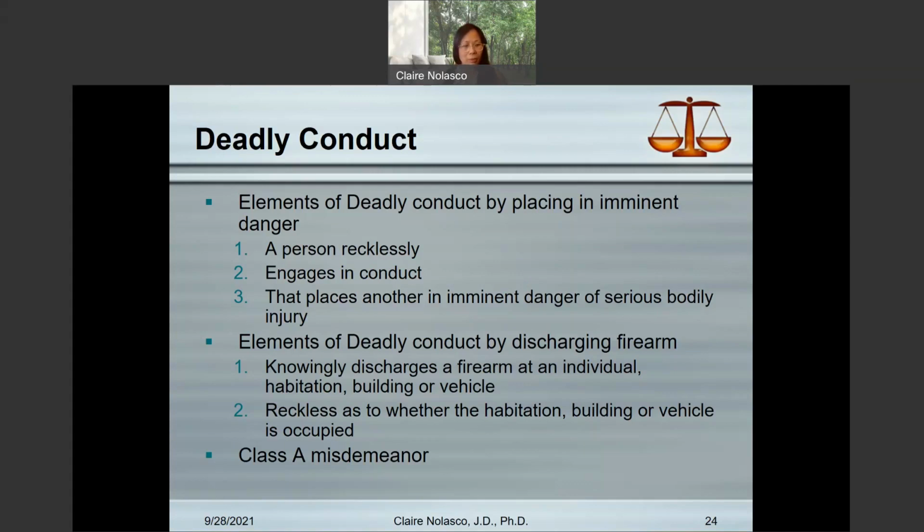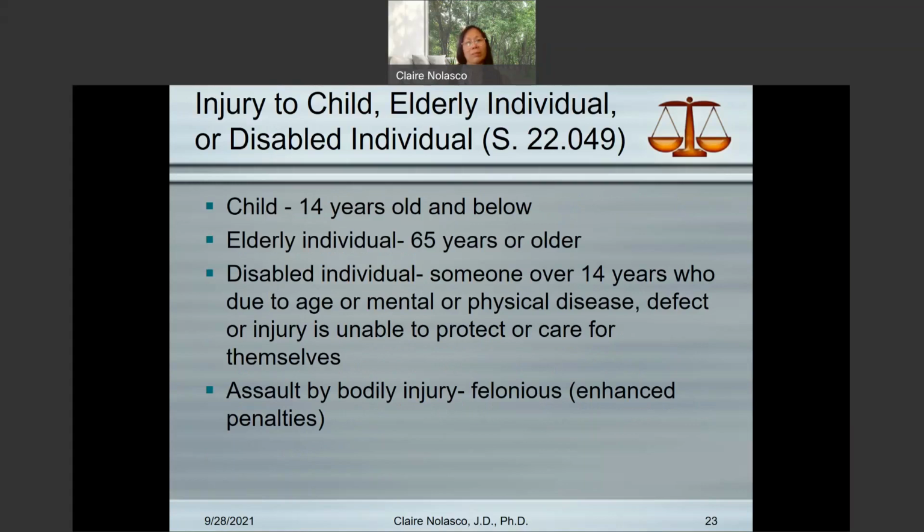The second form of this deadly conduct is deadly conduct by discharging a firearm. What are the elements? The second form, first, knowingly discharging a firearm at an individual, habitation, building, or vehicle. Second element, recklessness of the offender as to whether the habitation, building, or vehicle is occupied. So deadly conduct is a Class A misdemeanor.